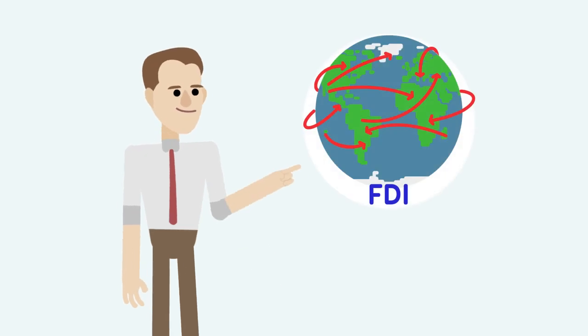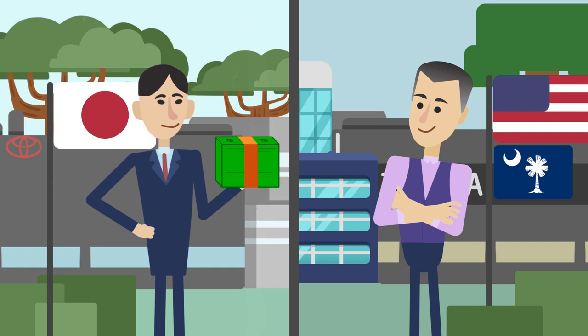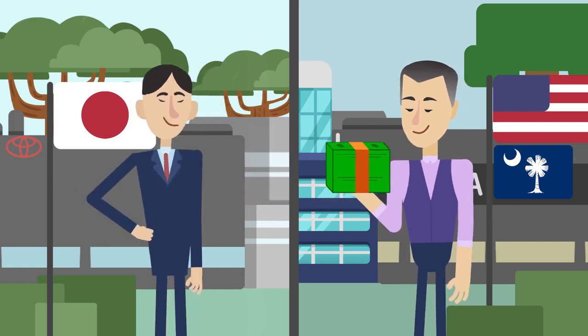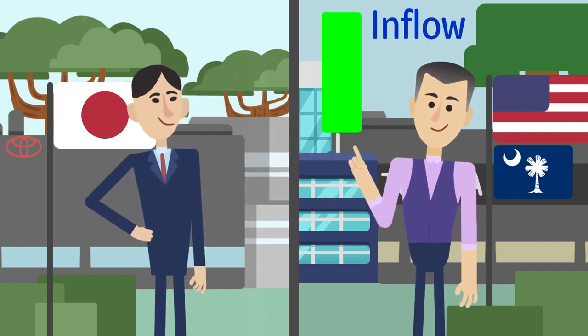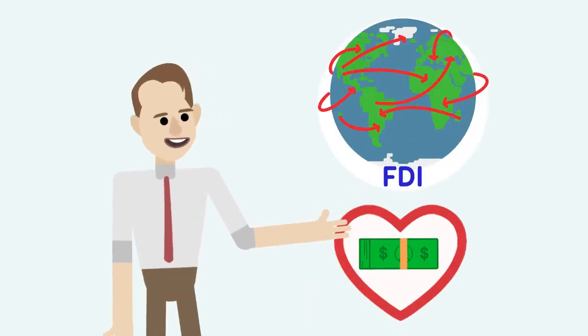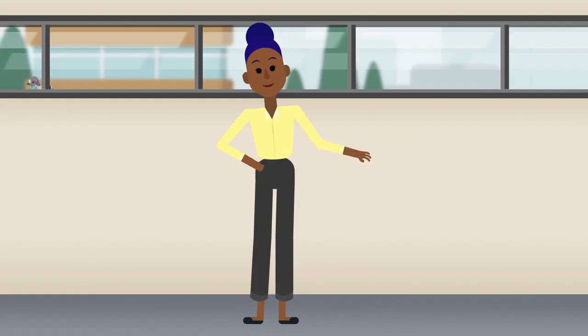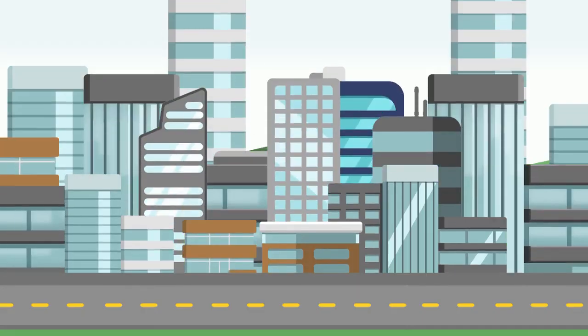An FDI consists of both an inflow and an outflow. For example, when Toyota builds a manufacturing plant in South Carolina, it is both an inflow into the U.S. and an outflow from Japan. FDI is essential for the economic health of developed nations. These investments support innovation, job creation, and economic development.